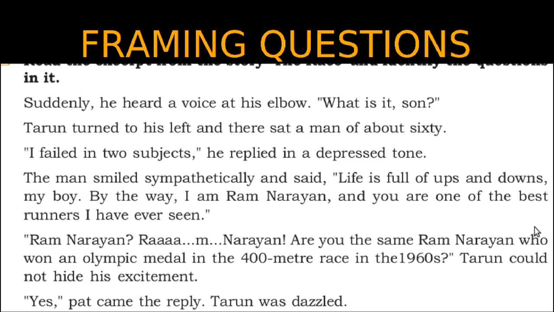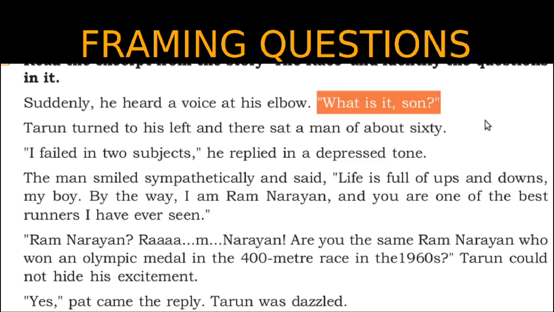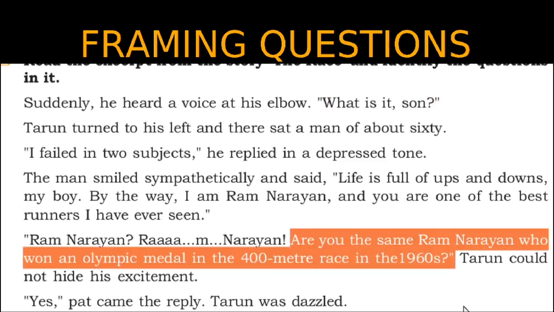Tarun was dazzled. So in this passage, you find 2 questions. Which are they? What is it, my son? Then the next one. Are you the same Ram Narayan who won an Olympic medal in the 400-meter race in the 1960s? So here one is a WH question and the other is a yes or no question.